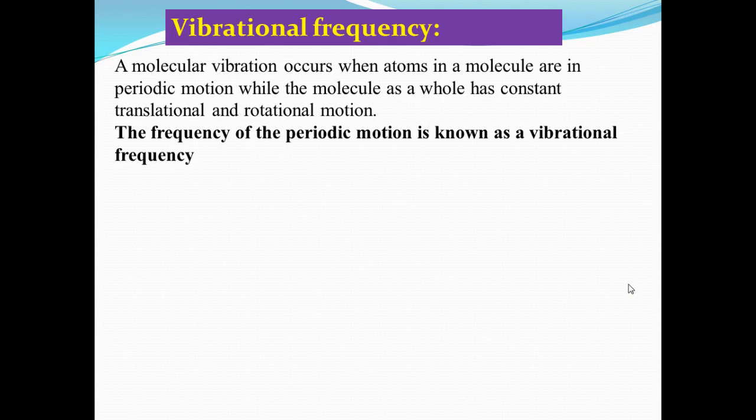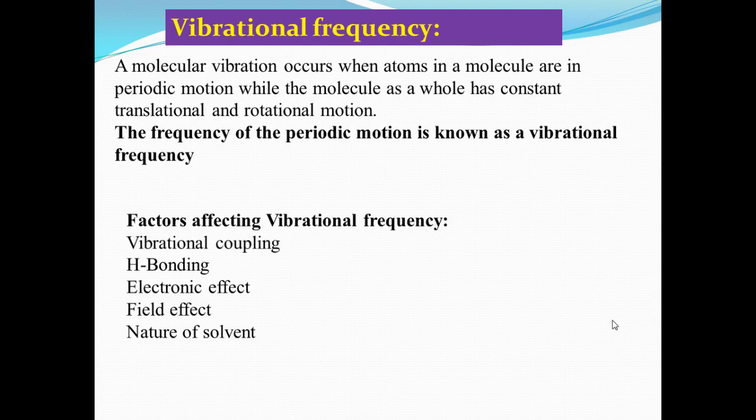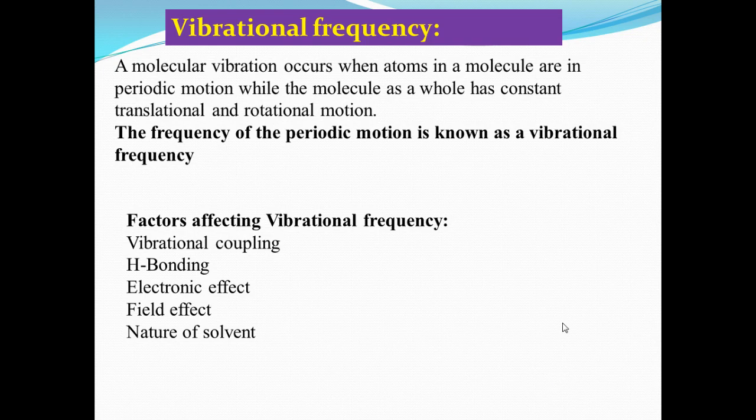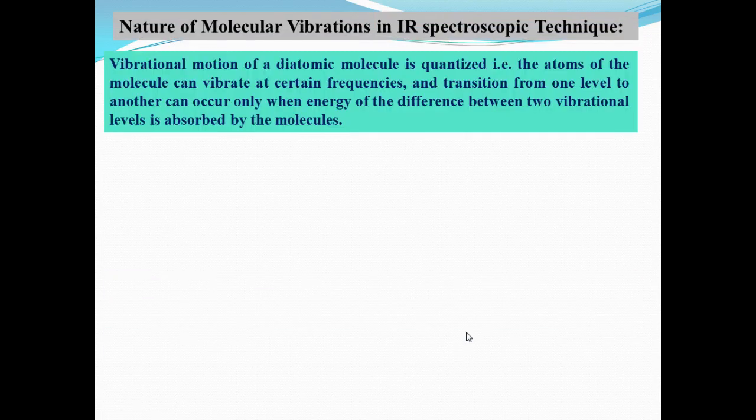Now, vibrational frequency. A molecular vibration occurs when atoms in a molecule are in periodic motion, while the molecule as a whole has constant translational and rotational motion. The frequency of the periodic motion is known as vibrational frequency. There are so many factors which affect the vibrational frequency, such as vibrational coupling, hydrogen bonding, electronic effect, field effect, and nature of solvent. And nature of the molecular vibrations in IR spectroscopy technique.